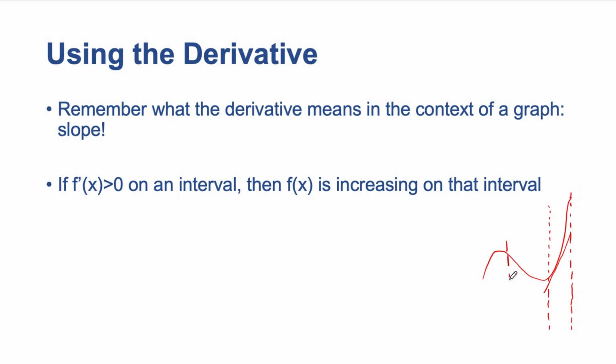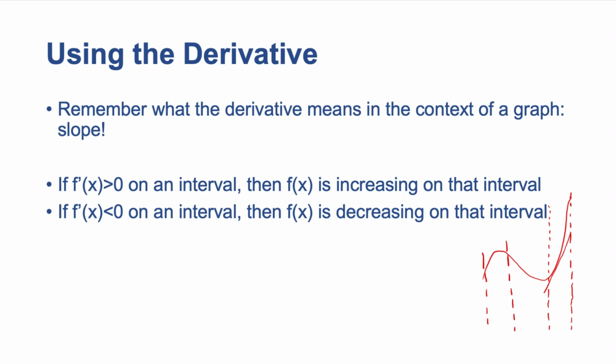Likewise, that's the same on this interval. Here I'm decreasing, and I'm increasing here. That's how it works. And the same goes for decreasing. If f prime of x is less than 0 on an interval, then f of x is decreasing on that interval. Alright, let's do an example with this.